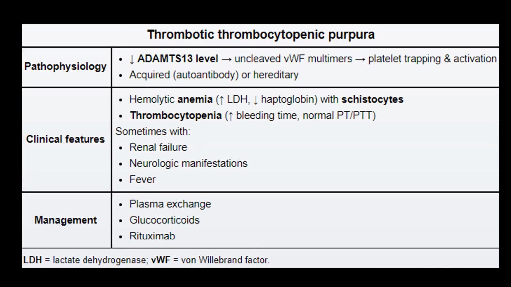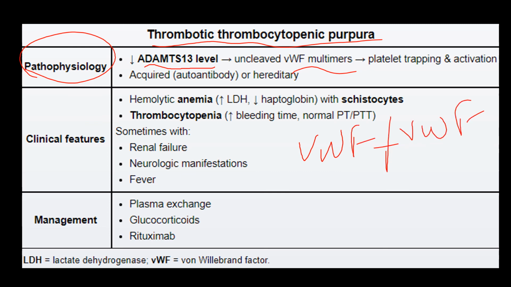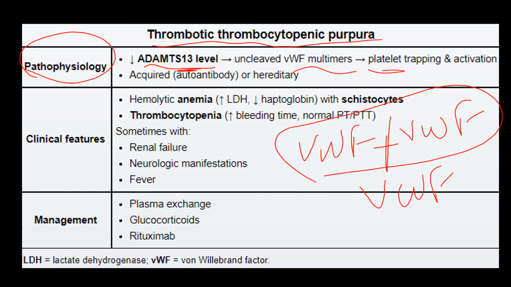Now this slide presents the summary for thrombotic thrombocytopenic purpura, TTP. The pathophysiology behind this condition is a decrease in the ADAMTS13 level. This results in uncleaved von Willebrand factor. Von Willebrand factors are usually found in multimers, and to cleave them into monomers, there is a need for ADAMTS13. If there is no ADAMTS13, then the platelets will stick to each other and lead to thrombosis. So there will be platelet aggregation leading to thrombosis.